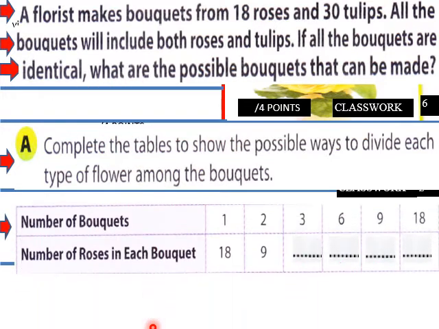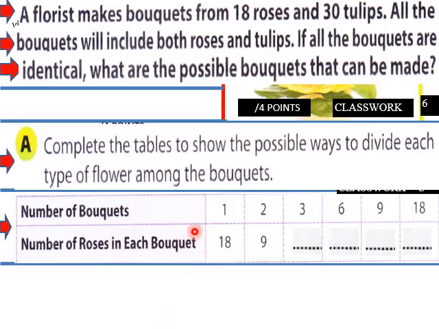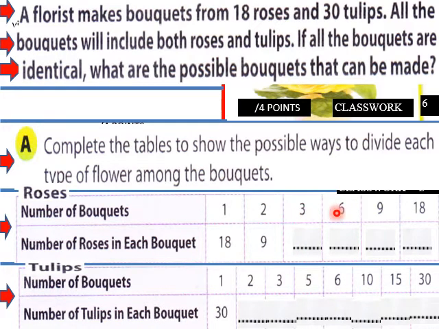Complete the tables to show the possible ways to divide each type of flower. Number of bouquets here. So if we have one bouquet, it would just have 18 roses, because that would be one way to do it. And then two bouquets, we could split the roses up into two bouquets, and this is for roses. And then 3, 6, 9, and 18. And then for tulips here, if we had one bouquet of just tulips, it would be 30 tulips. 2 would be what? 3 would be what? 5. And so that's really the question here.